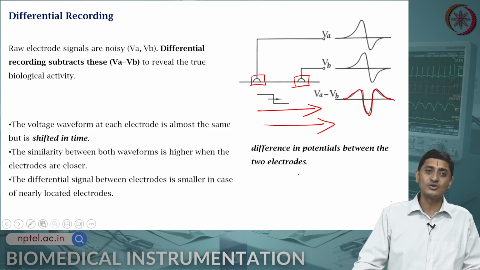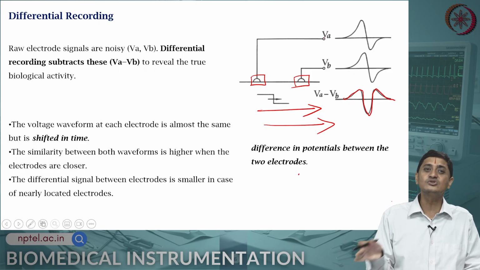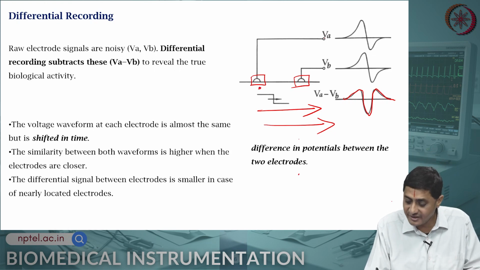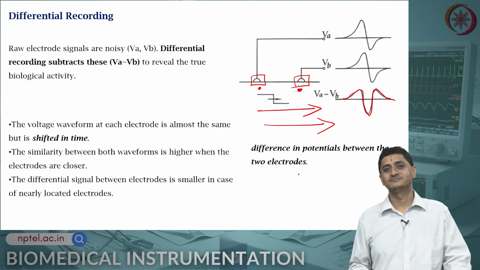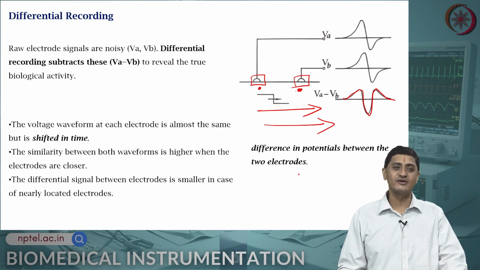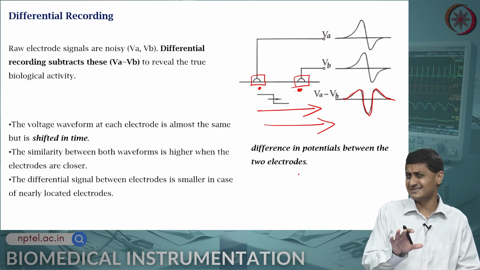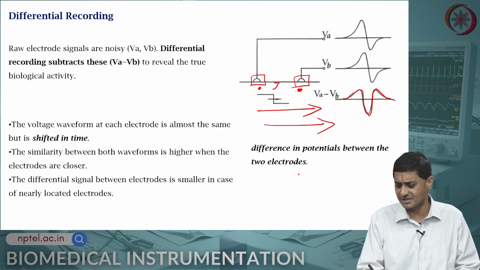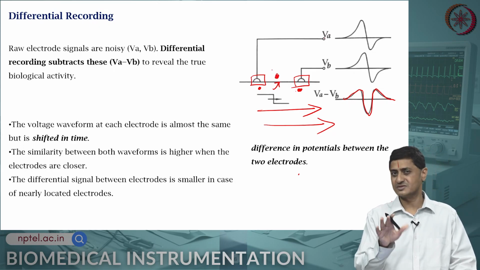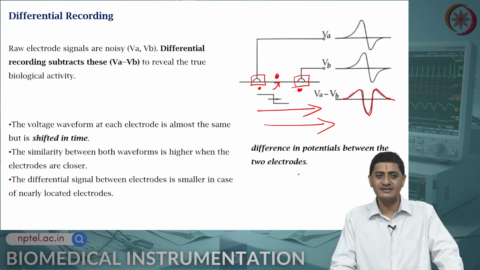The differential electrode essentially subtracts VA and VB to reveal what is the true biological activity that is happening between this point and that point. What is the true biological activity that is happening? These voltage waveforms at each electrode are almost the same, but not exactly the same, because there might be some new activity that might come in here. Between these two electrodes some new activity might happen. So, it is not exactly the same, almost the same, but shifted in time.